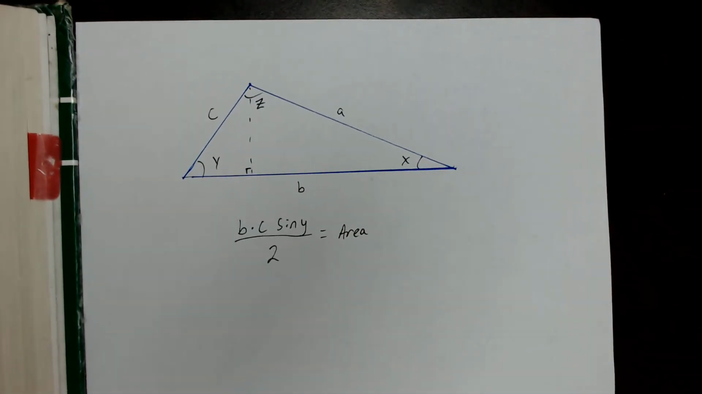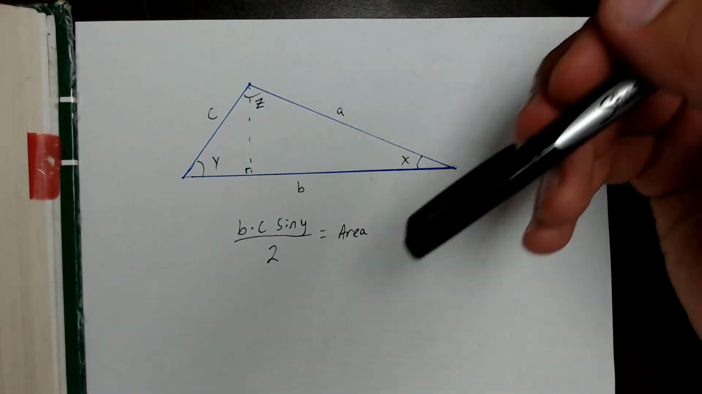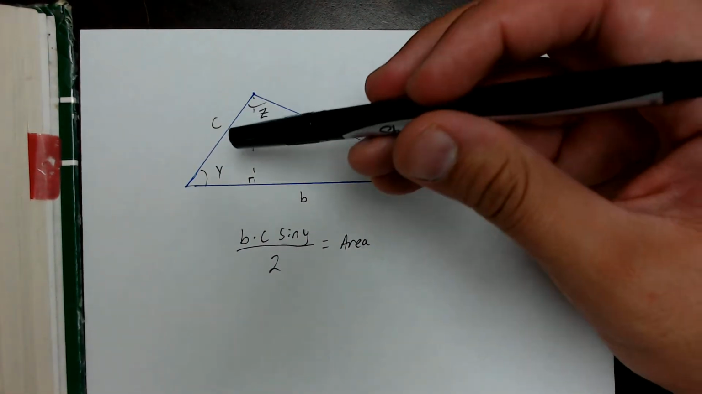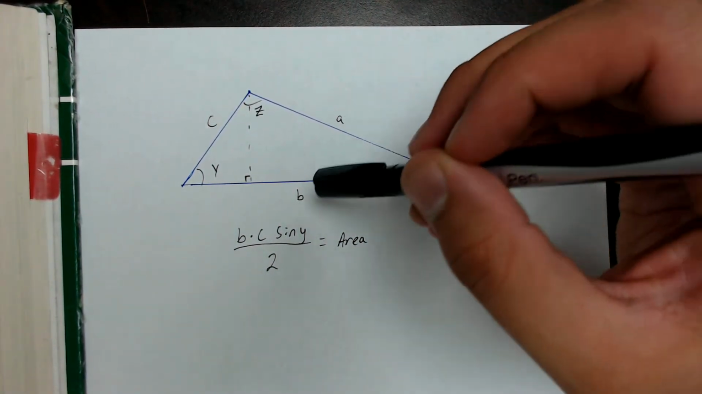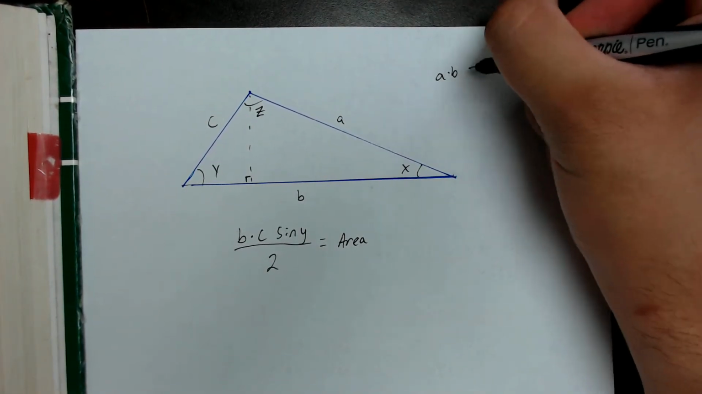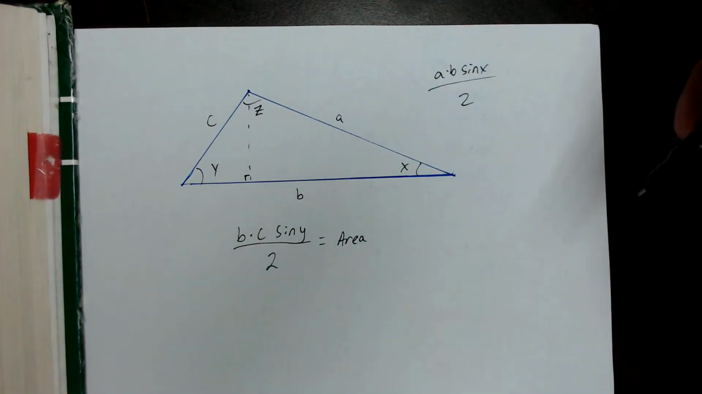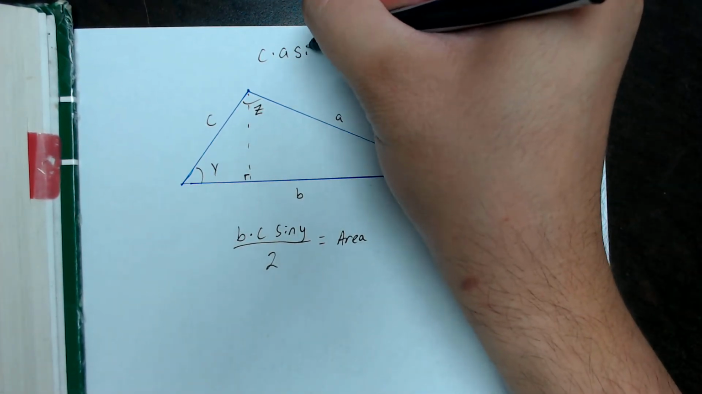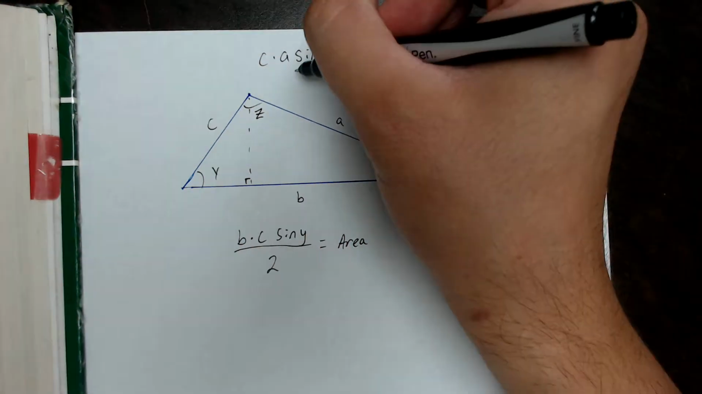We can do this logically and always solve for the height every single time, but it becomes useful and fast to have this formula and knowledge of the formula. The way this works is the angle that I use always has to be in between the two sides. So another way I can do this would be A times B times the sine of X, divided by 2, and that would also equal the area. The other way I could do this is C times A times the sine of Z, and then divided by 2.